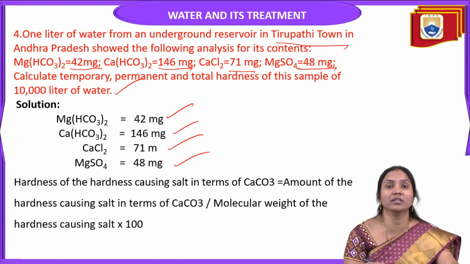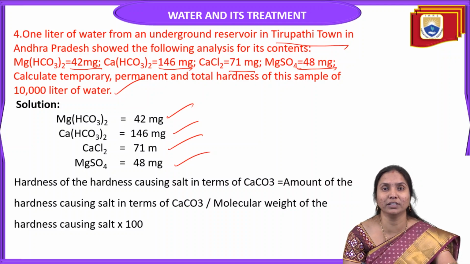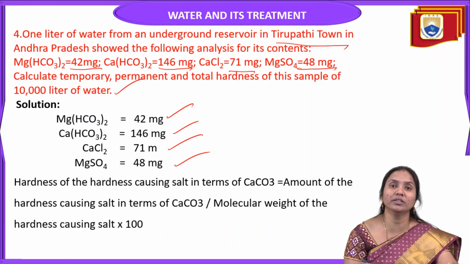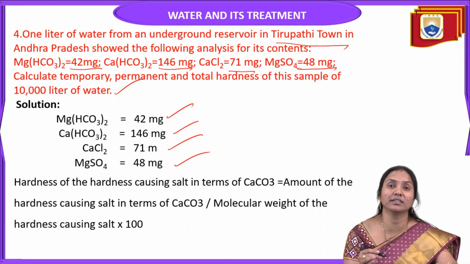The expression of hardness in terms of CaCO3 is equal to the weight of hardness causing salt divided by the molecular weight of hardness causing salt, into 100. By using this formula, we can convert all the hardness causing salts which are present in water into equivalent of CaCO3, because it makes the calculation very easy. That's why we convert it into CaCO3 equivalent.